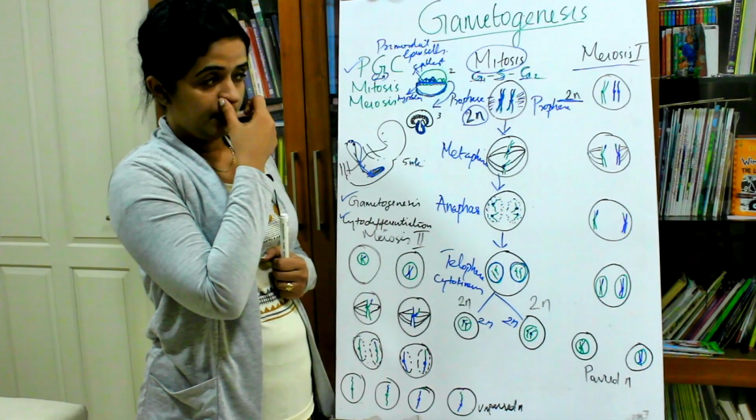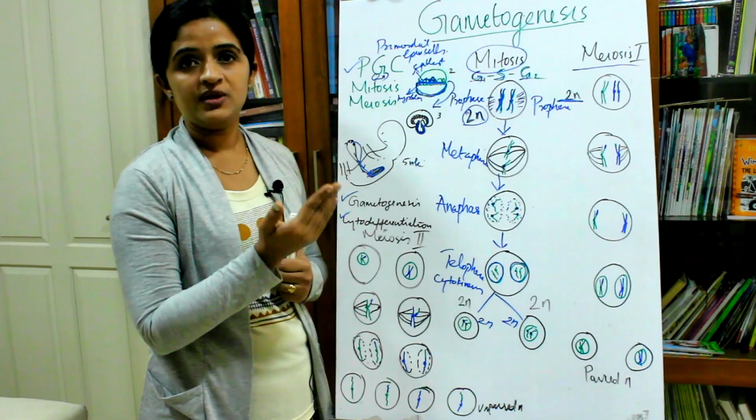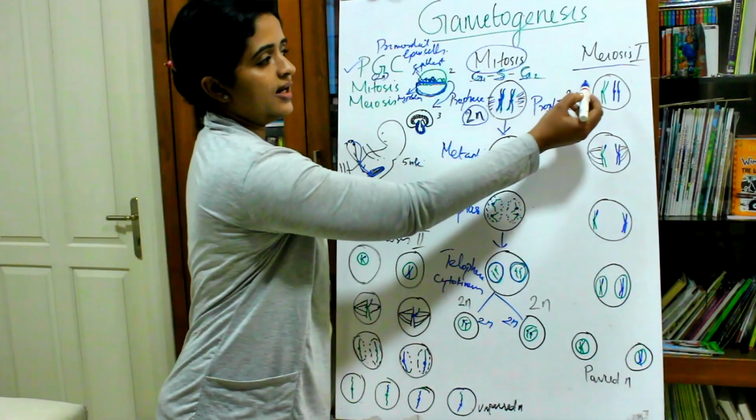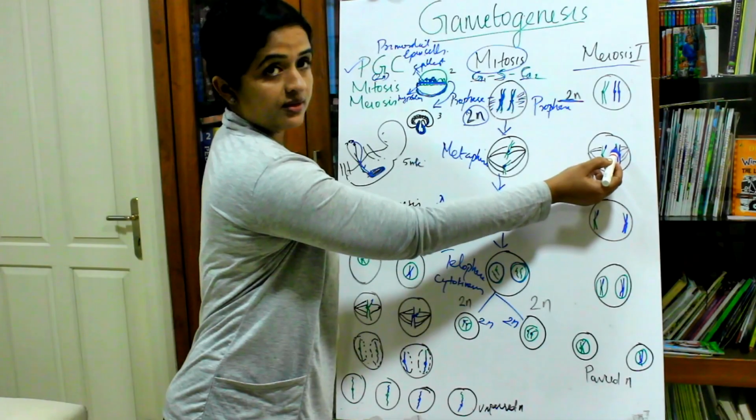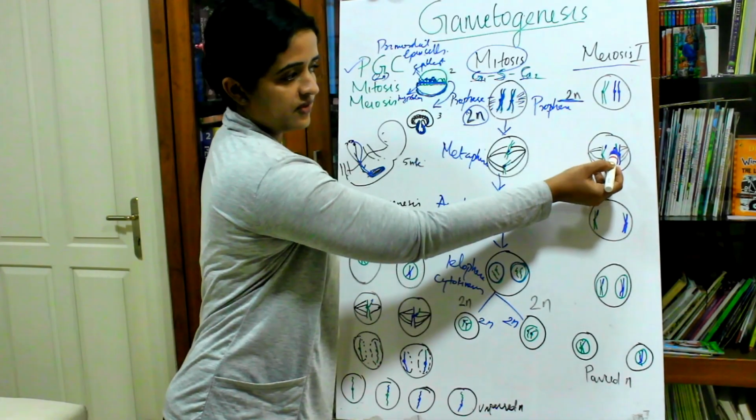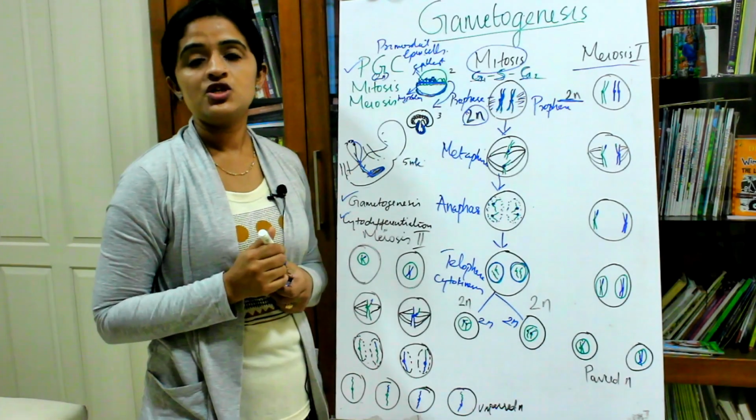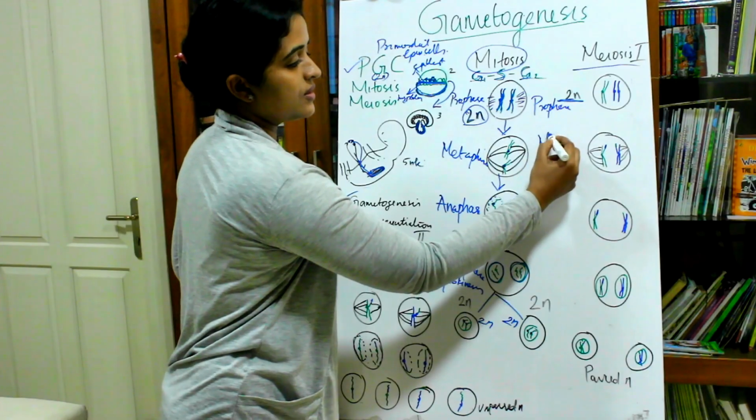And towards the end of the prophase, you can see that a part of DNA is being exchanged between the homologous chromosomes. So you can see that a bit of it is gone and attached to the other set, and a bit of it from the other set is getting attached to this side. So there is actually exchange of DNA material.